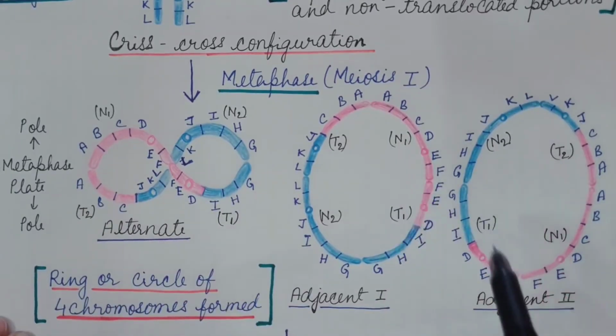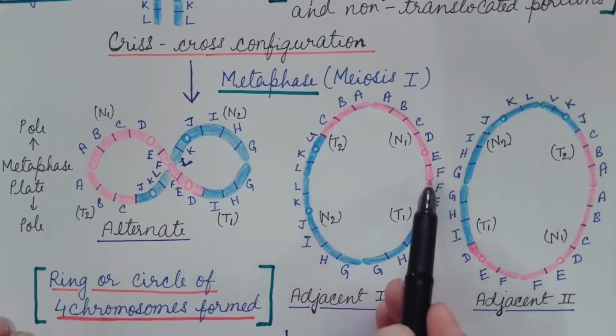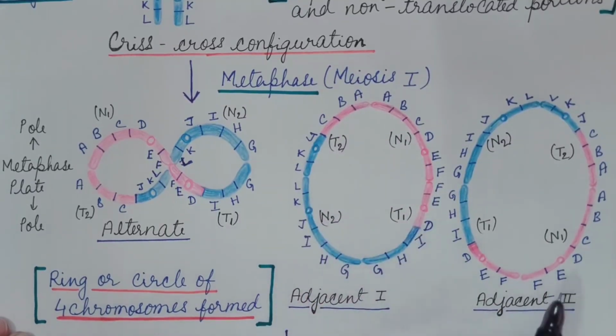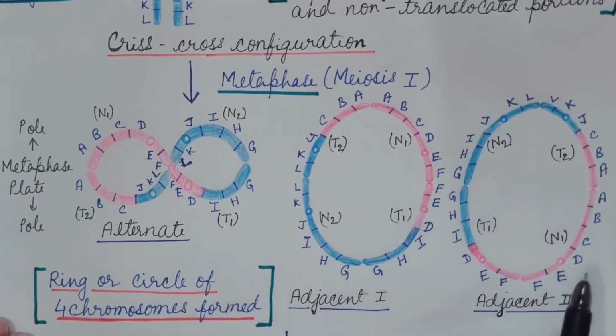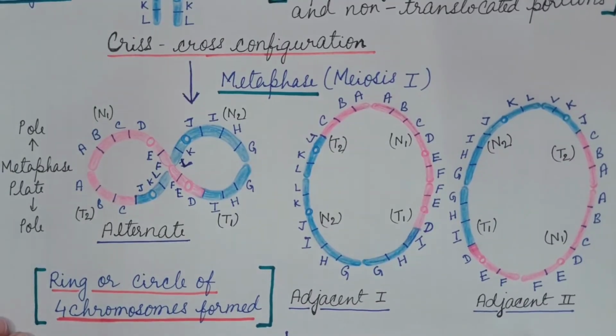And when these form the open ring-like structure, 2 types of arrangement take place, adjacent 1 and adjacent 2. In adjacent 1, the arrangement is N1, then T2, N2, T1. In adjacent 2, T2, N2, T1 and N1. Then the segregation: spindle fibers attach with the centromeres and the segregation takes place during meiosis 1.